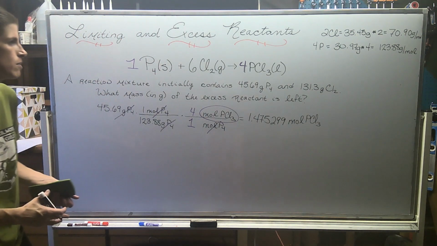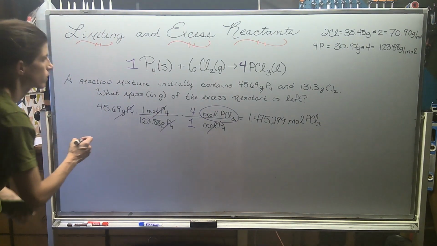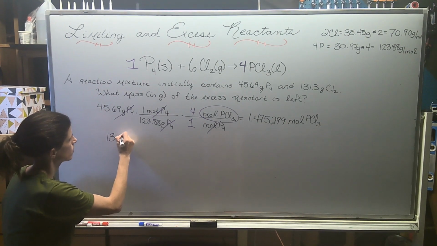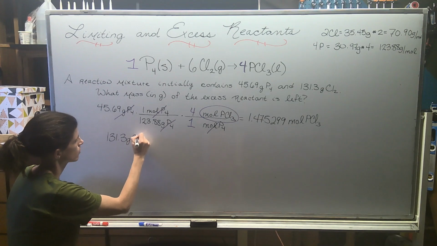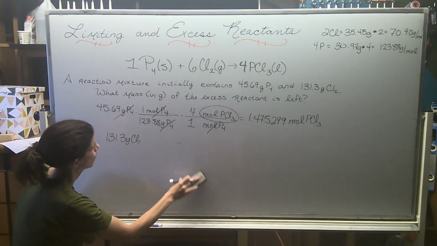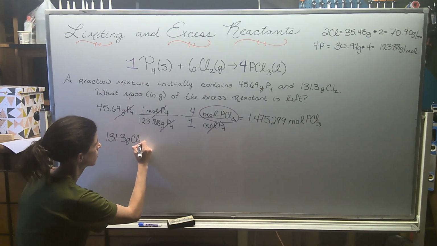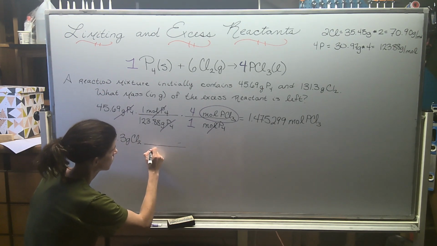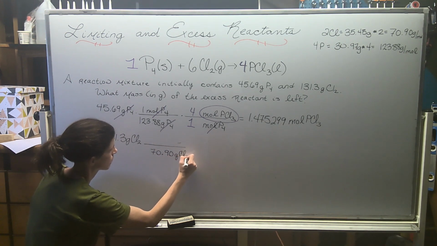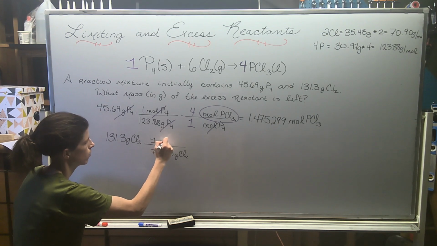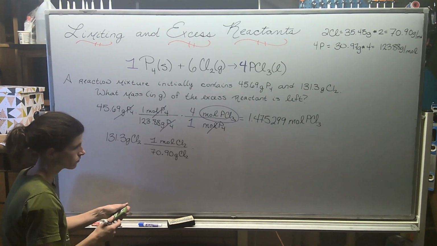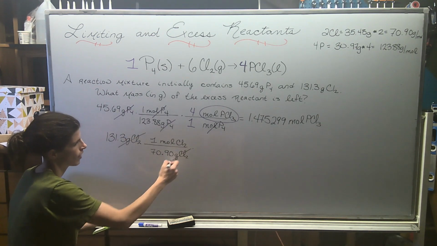I'm going to set up something similar for the diatomic chlorine, the chlorine gas. So I have 131.3 grams of Cl2. First, I need to get it to moles. So I'm going to put the 70.90 grams on the bottom, and 1 mole, because it's a molar mass, of Cl2 on top. So that gets rid of grams of chlorine.